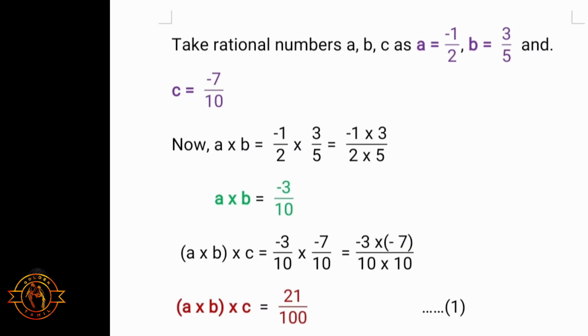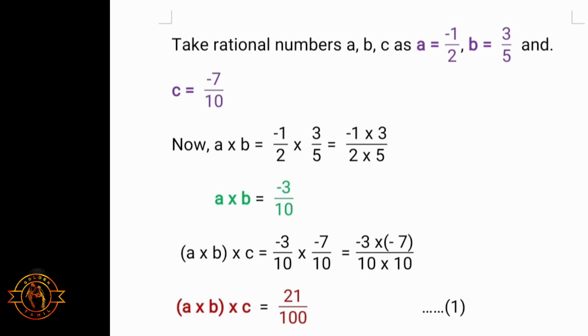Take rational numbers a, b and c, where a is minus 1 by 2, b is 3 by 5 and c is minus 7 by 10. Now we are going to find a into b. We have to multiply corresponding numerators and corresponding denominators, so we get minus 1 into 3 is minus 3 and 2 into 5 is 10. Therefore a into b is equal to minus 3 by 10. And now we are going to multiply c with a into b. So minus 3 by 10 into minus 7 by 10. What is minus 3 into minus 7? Yes, it is 21. What is 10 into 10? Yes, it is 100. And at the final, (a into b) into c, we get 21 by 100.